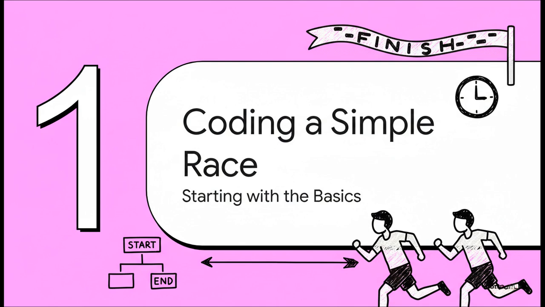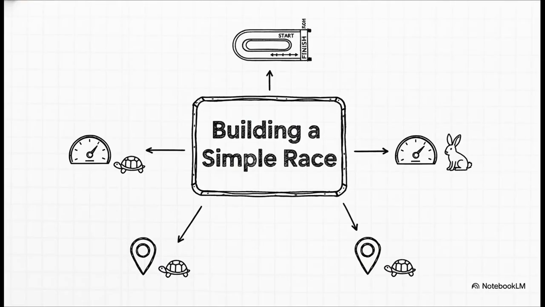Okay, so whenever you're trying to code something like this, or model anything complex really, the golden rule is to start simple. You build the basic skeleton first, and then you add the fancy stuff. So for our first step, we're just going to simulate a super straightforward race. No naps, no tricks. Not yet, anyway. So what do we need to build a race? Let's break it down. It's actually pretty simple.